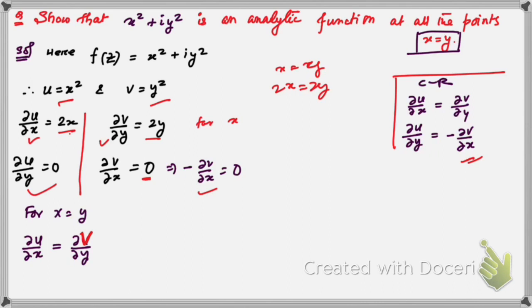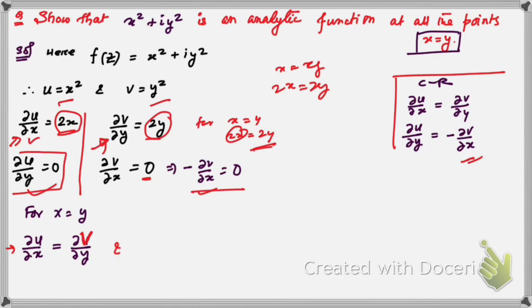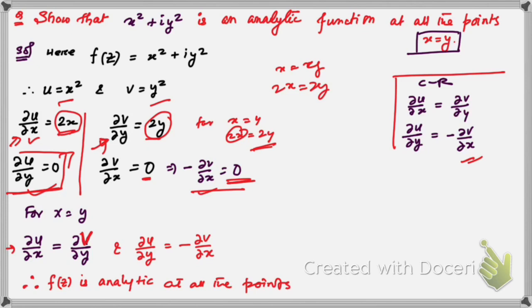So now here you see these two, twice x and twice y. For x is equal to y, twice x equals twice y. So that's why twice x is this and twice y is this. That's why we have got this relation, right? So hope you have understood. Now you see these two are both equal to 0. So that's why we can write del u by del y is equal to minus del v by del x, right? Therefore this function is analytic at all the points x is equal to y. So hope you have understood.